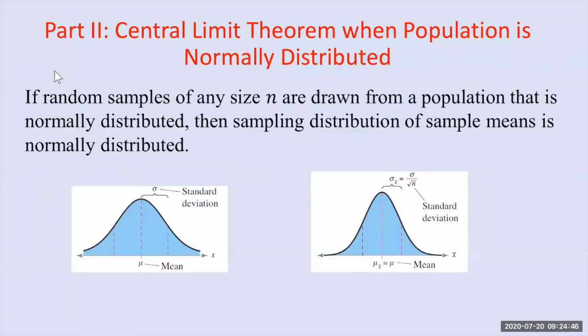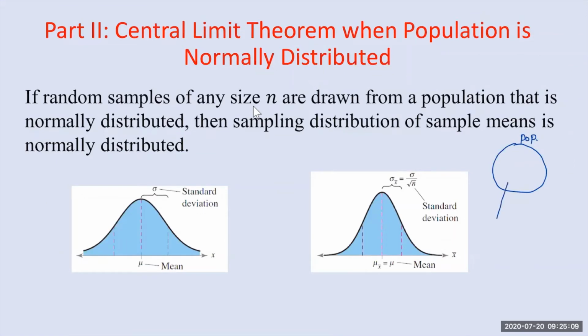Okay, part 2 of the central limit theorem. Now here you need to understand the theorem first. What is there in the theorem? If a random sample of any size, now in this case, these samples are of any size. So this is what it is. Let me draw here. We have the population. Okay, this is our population.